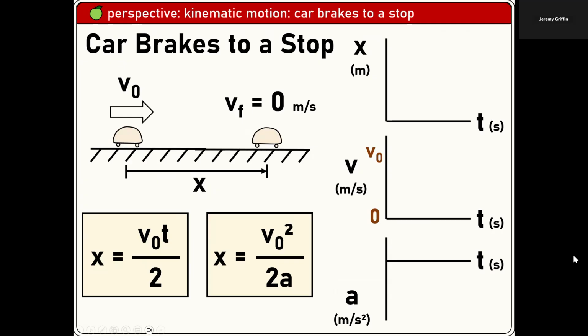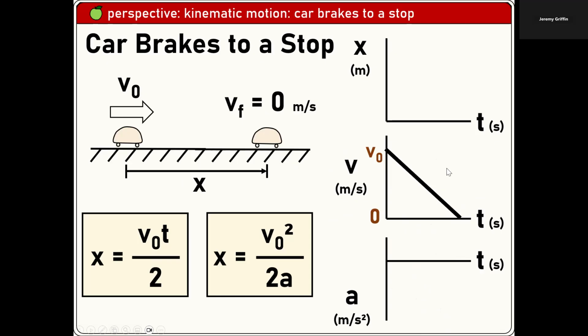Well, if it's braking to a stop, what's its final velocity? 0. So after some time has passed, it's going to 0. But it would have had an initial velocity, right? So start with this middle graph. What does this middle graph look like? Downward. Boom, just like that. That's velocity point for point. Maybe it takes a few seconds to brake to a stop.